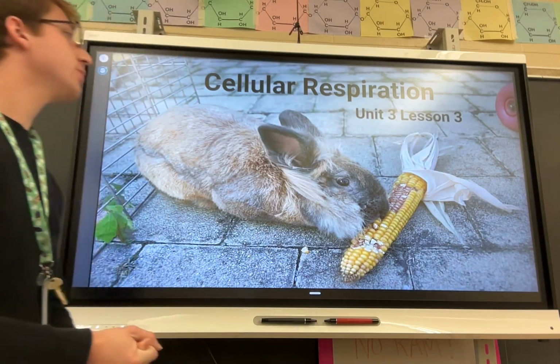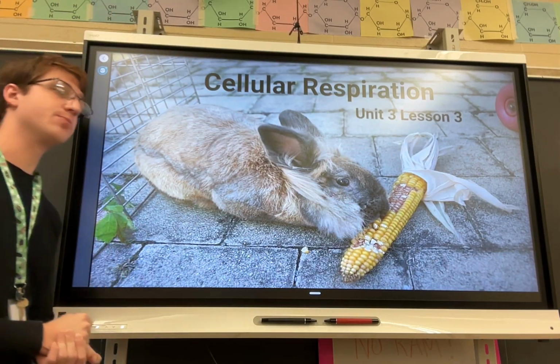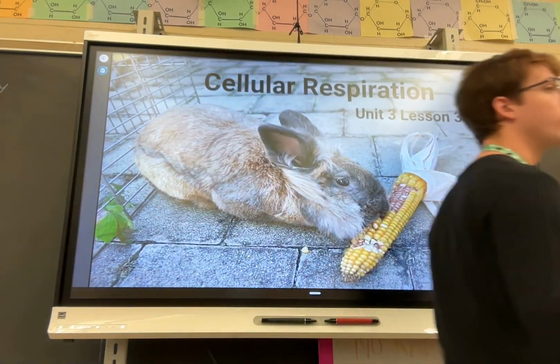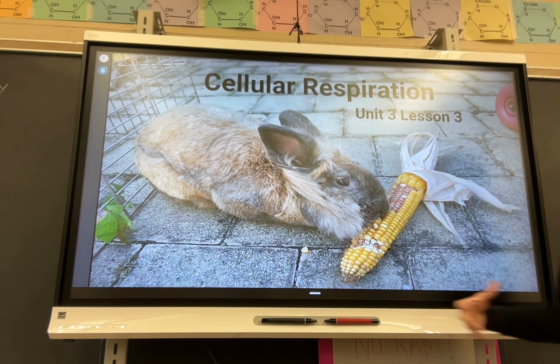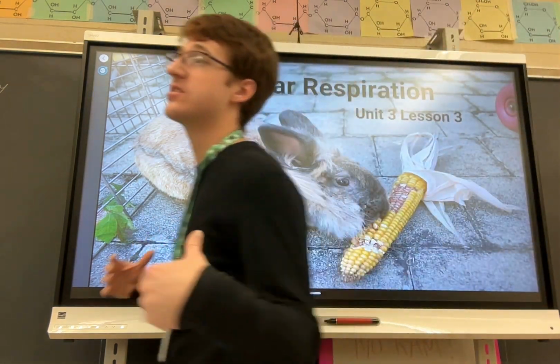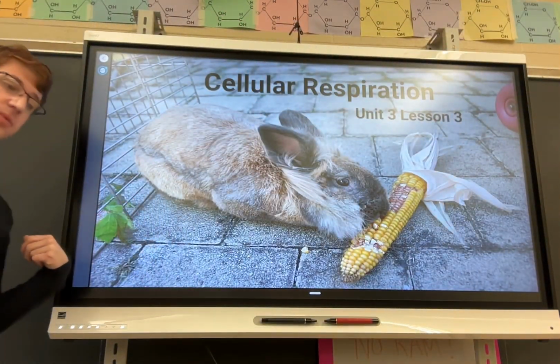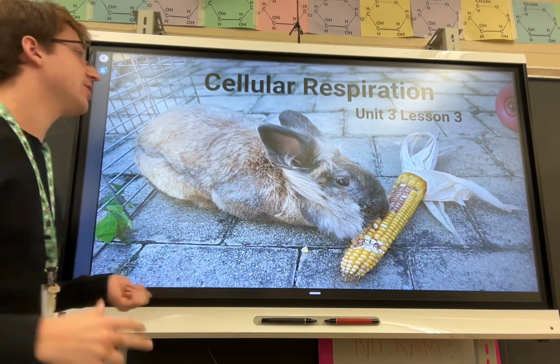Okay, so today we are going to be starting cellular respiration. This is going to be the final part of our bioenergetics lesson. We're going to be talking about animals and plants and how they take glucose and turn it into energy.